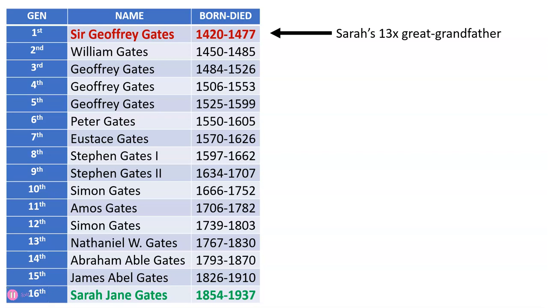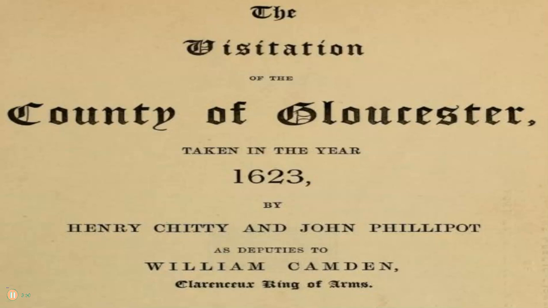That's her 13th great-grandfather. Now, how do we find out which coat of arms, if any, belong to any of these ancestors? Well, I consulted a source called The Visitation of the County of Gloucester, taken in the year 1623 by Henry Chitty and John Phillpott as deputies to William Camden, the King of Arms.